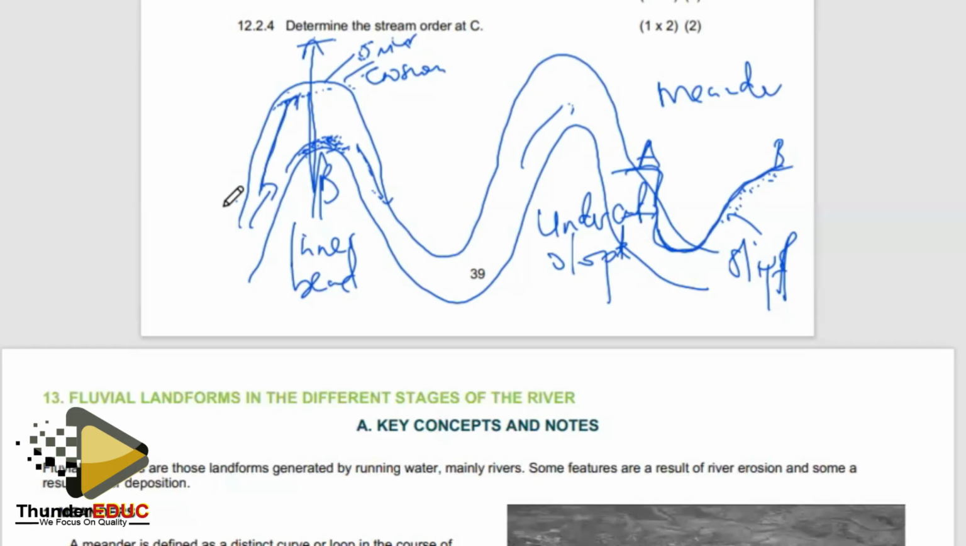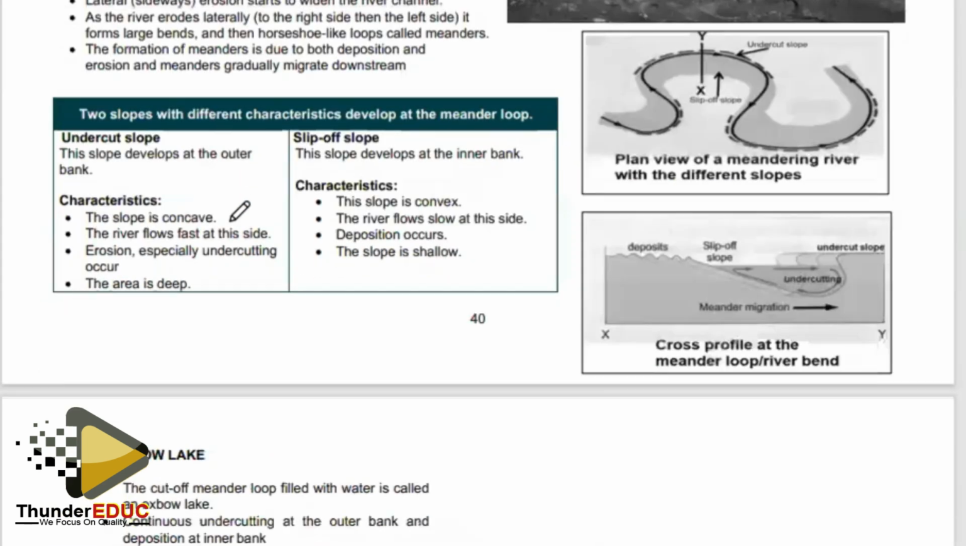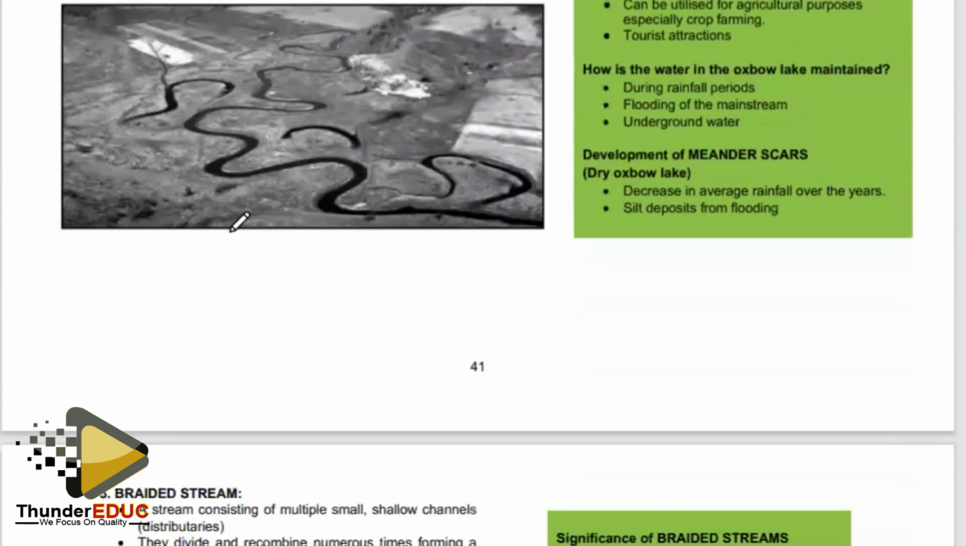The oxbow lakes form because of continued movement. If the bends are adjacent to each other, the outer bend is going to keep on eroding until it fuses to another bend, creating a straighter channel that is going to create the oxbow lakes and ultimately the meander scars. Right, we move on to the next aspect.